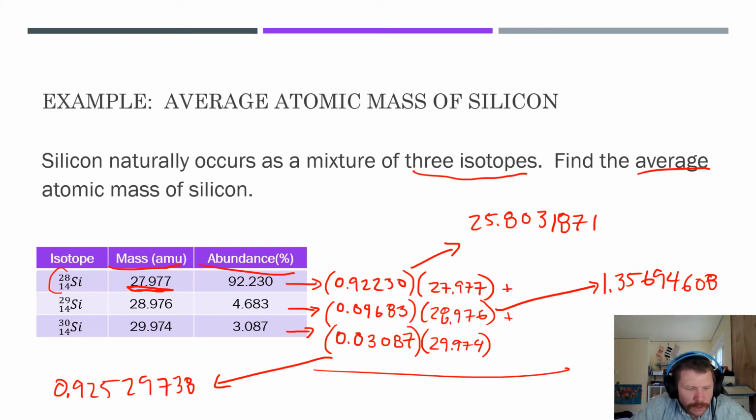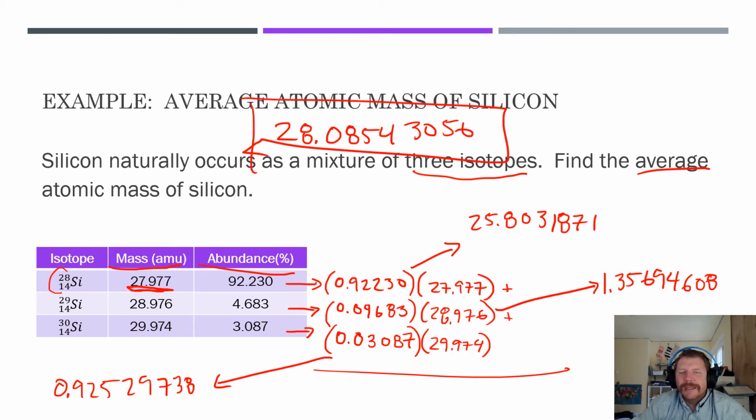And this gives me 28.08543056. Sorry for kind of jumping all over the place, but that's the number that I get. And my units for this are going to be AMU. But is this the right answer? This is not the right answer. It's close, but it's not the right answer.